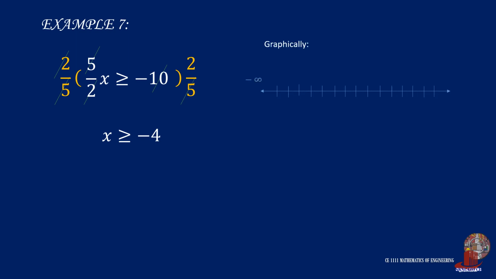Graphically, we show this with a closed interval on negative 4, and the arrow shows more than as it is directed to positive infinity. For the interval notation, a closed interval requires a bracket with negative 4 paired with positive infinity closed by a parenthesis.